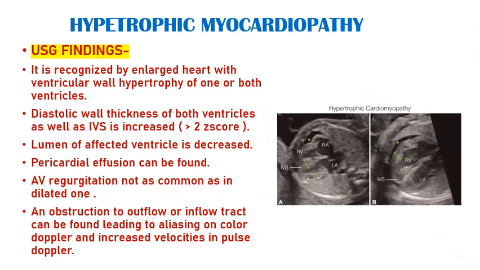In hypertrophic cardiomyopathy, we can see on ultrasound an enlarged heart with ventricular wall hypertrophy of one or both ventricles. Diastolic wall thickness of both ventricles as well as the IVS is increased, more than 2 Z score. The lumen of the affected ventricle is decreased. Pericardial effusion can be found. AV regurgitation is not as common as in the dilated type. An obstruction to the outflow or inflow tract can be found, leading to aliasing on color Doppler and increased velocities on pulse Doppler.